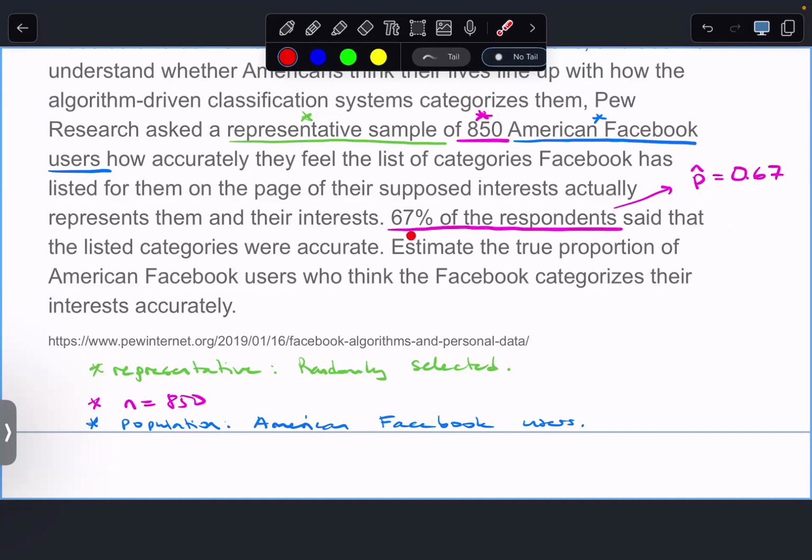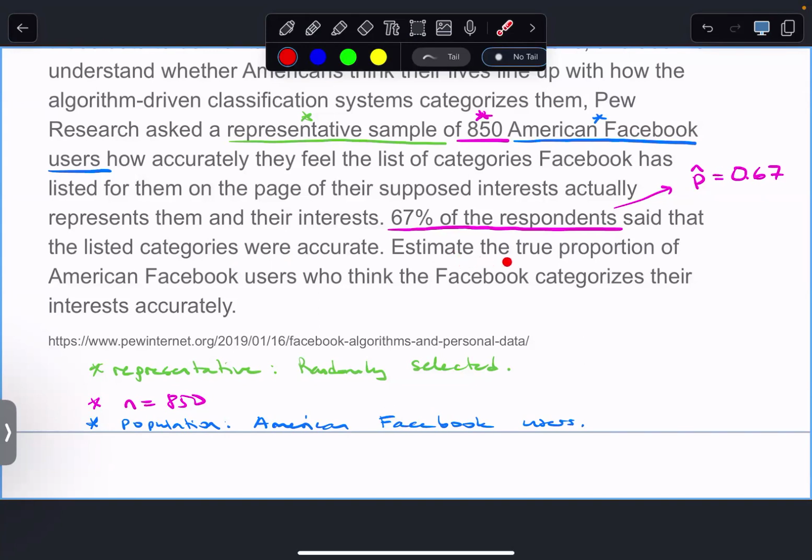And so 67% of the respondents said that the listed categories were accurate, which is definitely me. Well, sometimes I'm like, hey, why did that show me that? But most of the time it's bang on.